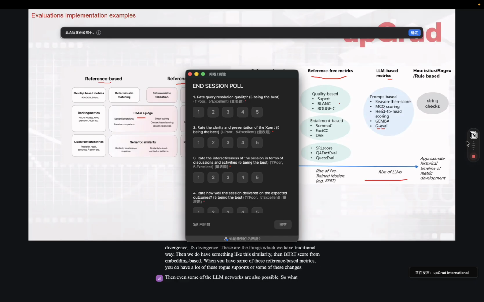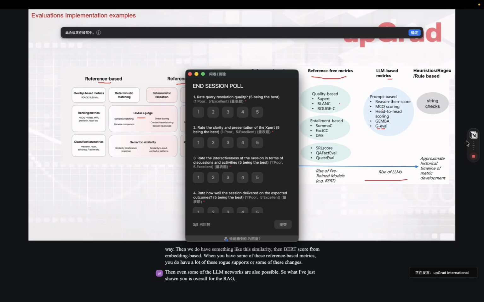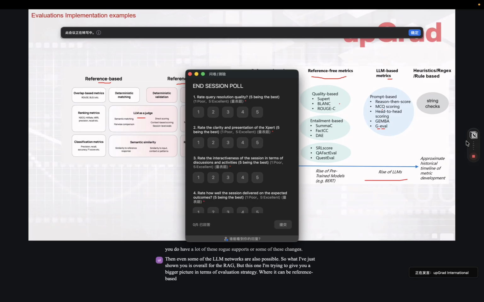So what I've just shown you is overall for the RAG, but this one I'm trying to give you a bigger picture in terms of evaluation strategy, where it can be reference-based, then reference-free, and how you really use that.